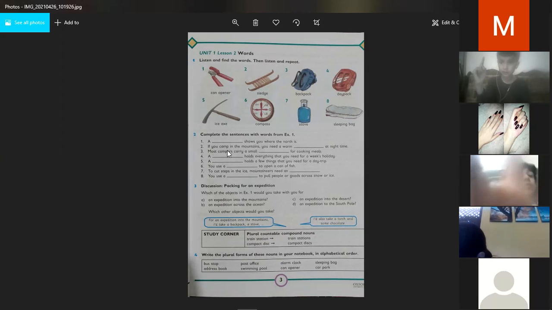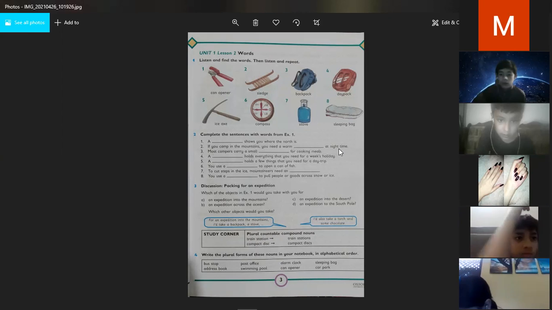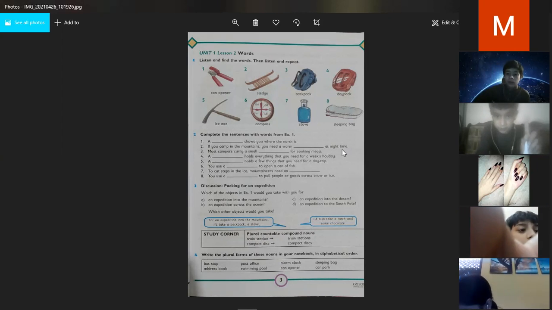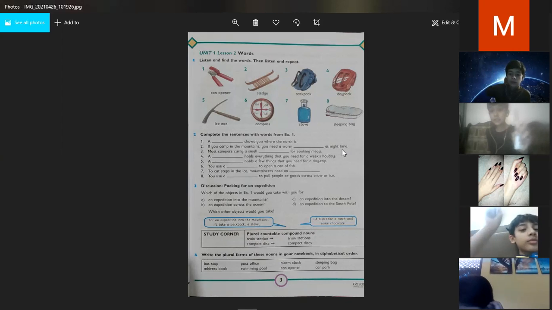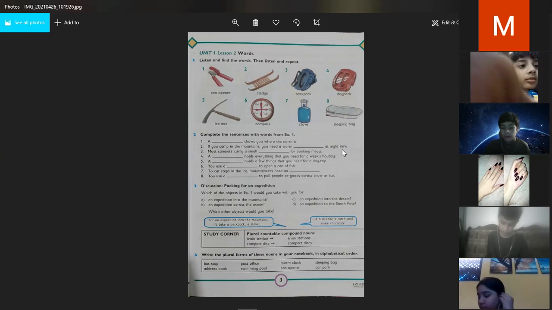Number two, if you camp in the mountains, you need a dash warm. You need a warm dash at the night time. What is it? Sleeping bag. Picture number 8. Spellings are given on picture number 8. Sleeping bag.